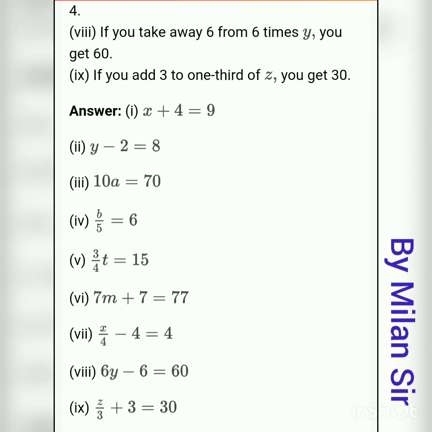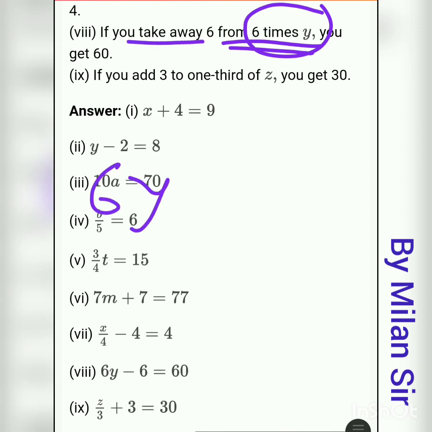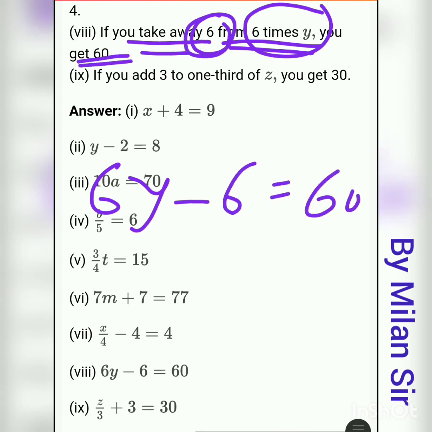Okay, if you take away, that means subtract, 6 from 6 times y. Now after "from", that we need to write first. So after "from" it is written 6 times y. Times means multiply, so 6 multiply y is 6y. Take away means subtraction. We need to subtract 6 and the answer is 60. So 6y minus 6 is 60.